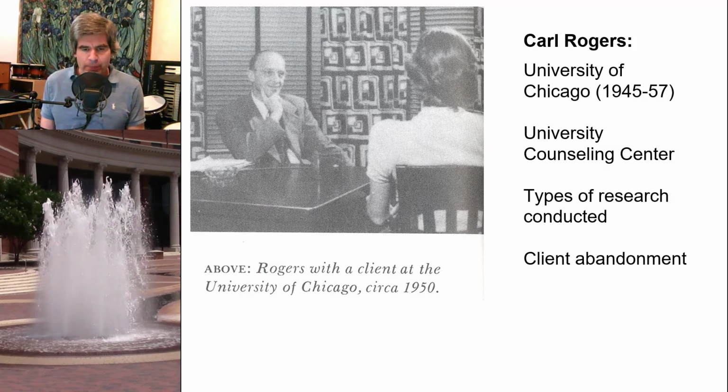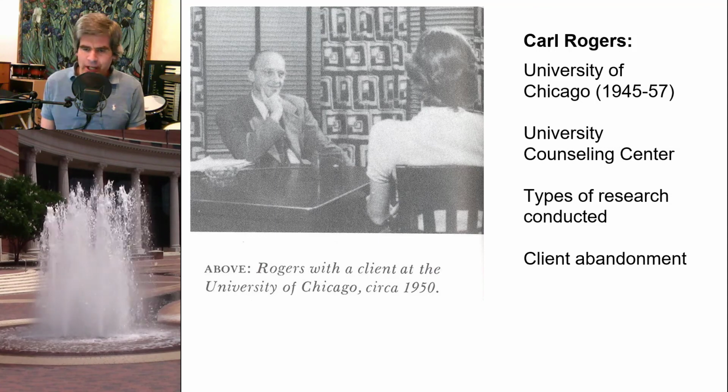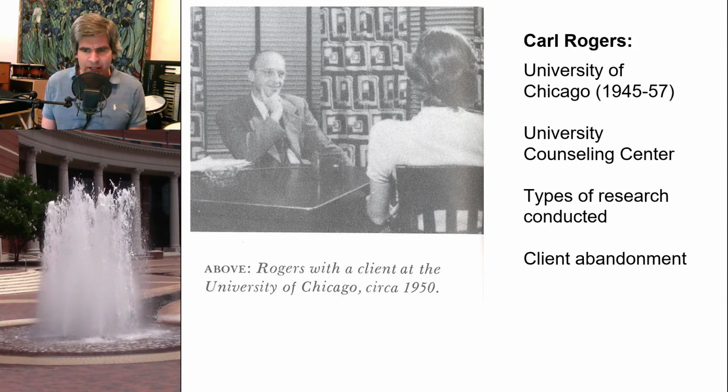So Carl Rogers spent about 5 years at Ohio State, but he was not happy there. He had tense relations with the other faculty members, and he often felt like they didn't give him the respect that he deserved. So in 1945, he accepted an offer and moved to University of Chicago.